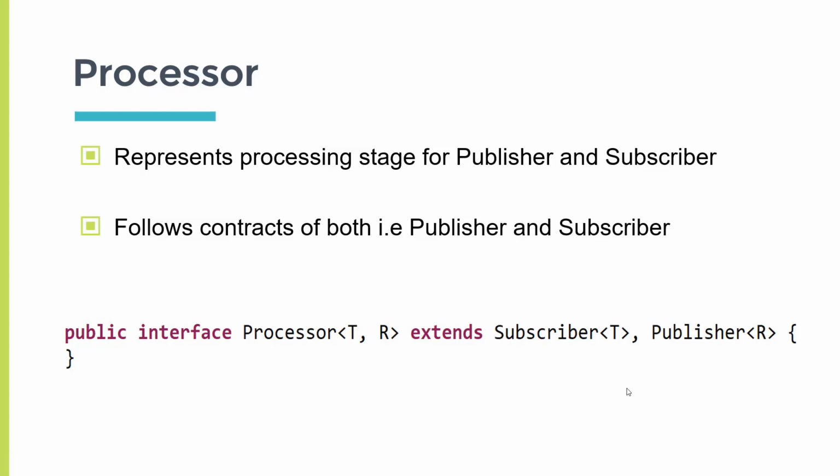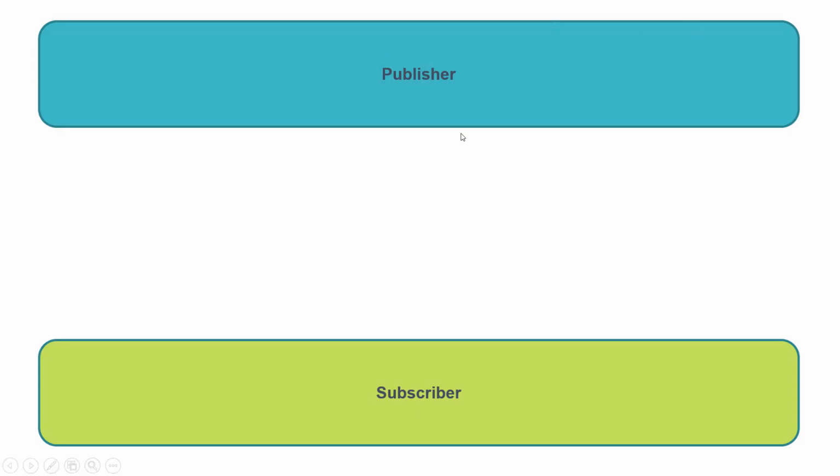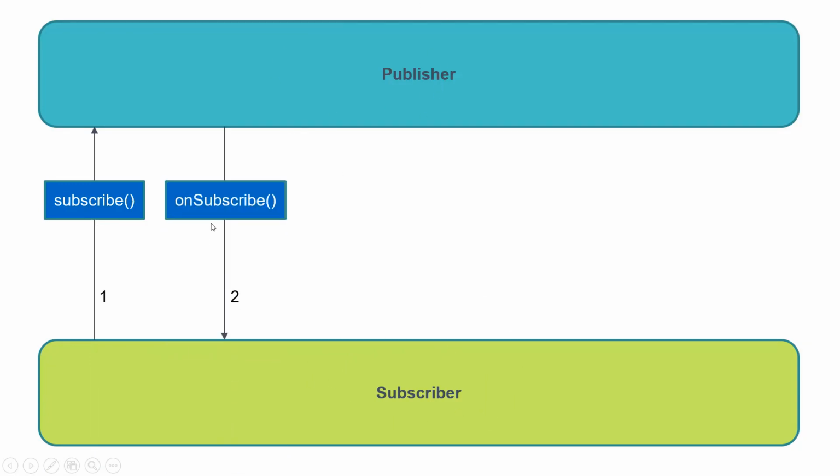Now you got a basic idea of these interfaces. Let's club this together and understand with the help of a diagram. Here we have publisher and here we have subscriber. The first thing is subscriber will call this subscribe method to subscribe to the publisher. In return, subscriber will get the confirmation from the publisher using this onSubscribe method. Now, subscriber will call this request method to get n number of data from the publisher.